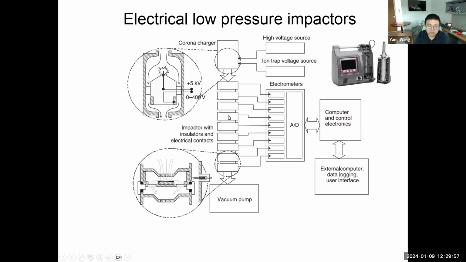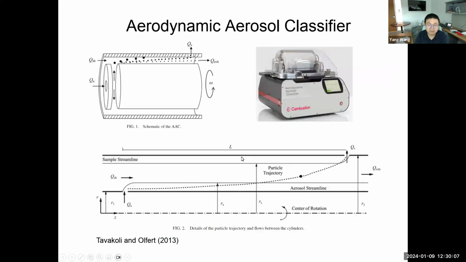They'll go through different stages of the impactors. And then we can use electrometers to count the current, or to measure the current through each stage, and further get the size distributions, right?